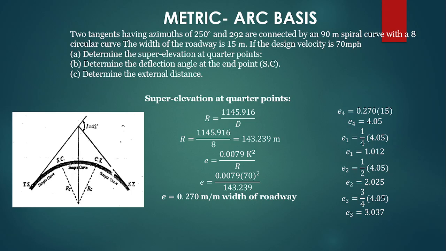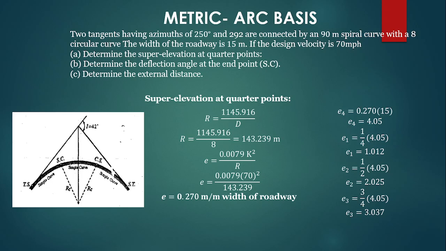So, sa spiral curve naman, ang hinahanap ay ang given ay two tangents having azimuths of 250 degrees and 292 are connected by a 90-meter spiral curve with an 8 circular curve. The width of the roadway is 15 meters, and if the design velocity is 7 meter per hour. So determine the following: super elevation at quarter points, deflection angle at endpoints SC, and the external distance.